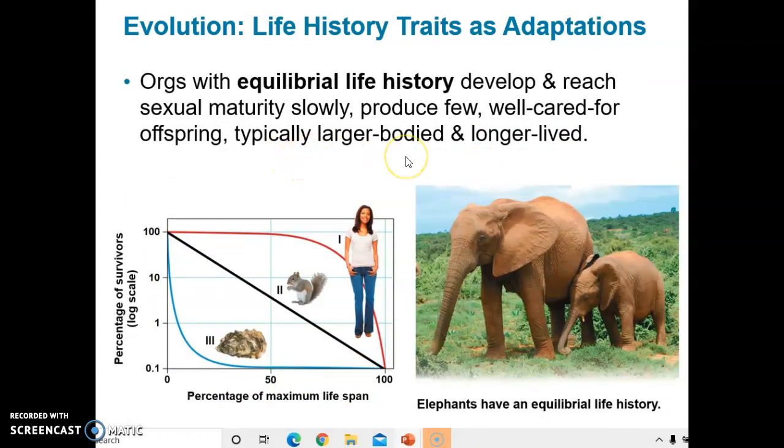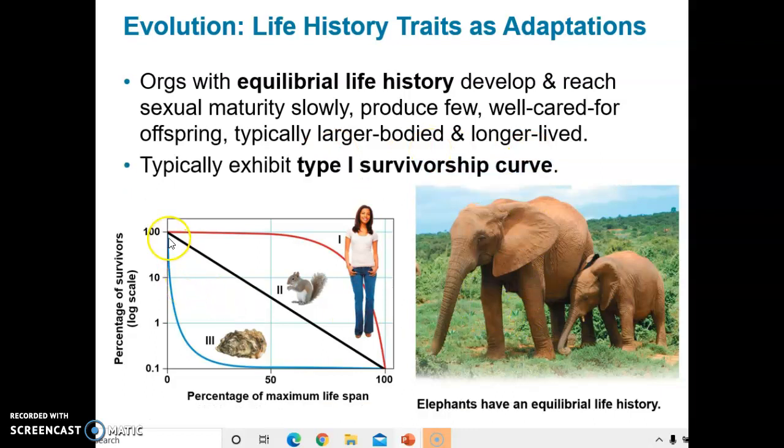On the other end, and again, these are broad generalizations, but on the other end, organisms with equilibrial life history strategies develop and reach maturity relatively slowly. It takes a long time, often because they're big. Think of whales and elephants, humans, right? Other primates. We tend to produce few offspring, tend to devote a lot of parental care for them. And again, these organisms tend to be larger bodied and longer lived.